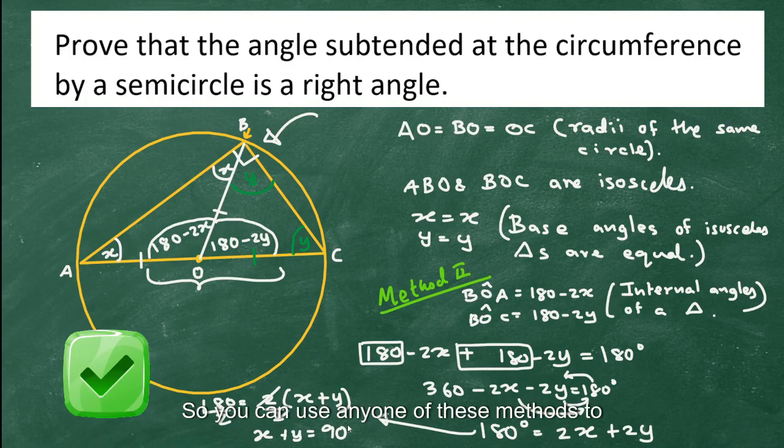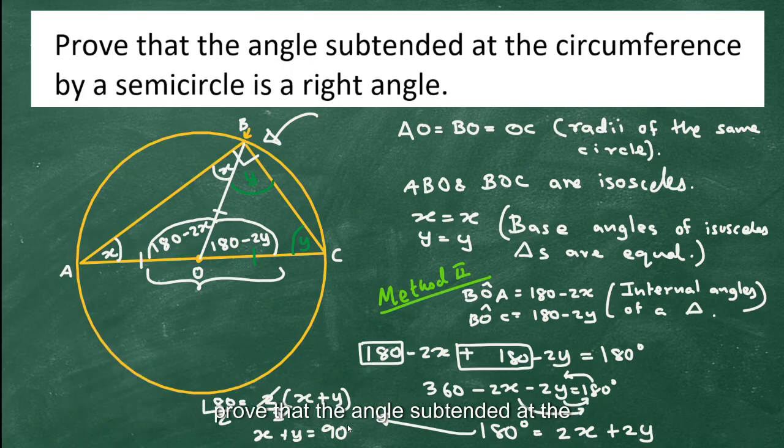So you can use any one of these methods to prove that the angle subtended at the circumference by a semicircle is always a right angle.